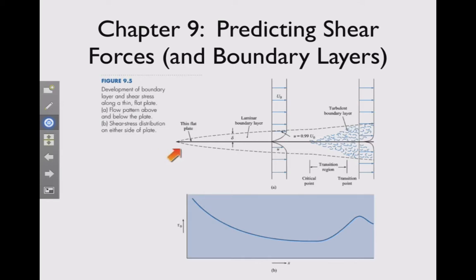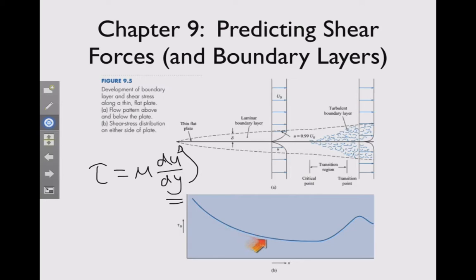But once it encounters the plate, we know from the no slip condition that the flow has to go to zero at the plate. And so we have a very, very steep velocity profile initially as the velocity starts to adjust to this plate. Because we have a very, very large du dy, remembering that the shear stress is equal to the viscosity times the rate of shear strain, this is very, very large right here at the initial point of the flat plate, and so we have a very high shear stress.